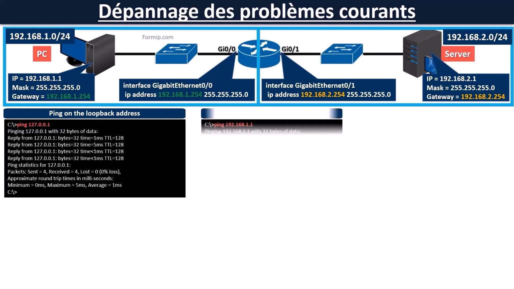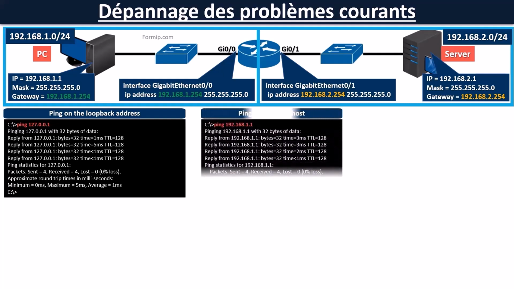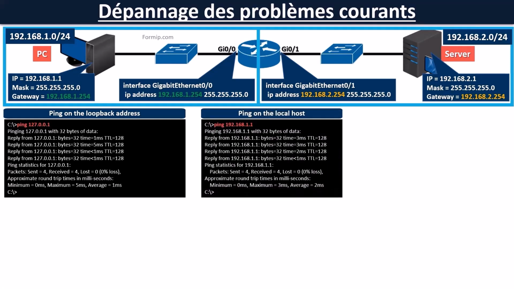Then we can try to ping the local host, that is, its own IP. In the example, this is the PC IP, which is 192.168.1.1. If the ping is successful, it's because the PC's network card works perfectly. The TCP/IP stack can communicate with the network card through its driver. If the ping fails, the PC's TCP/IP settings should probably be reviewed in detail.